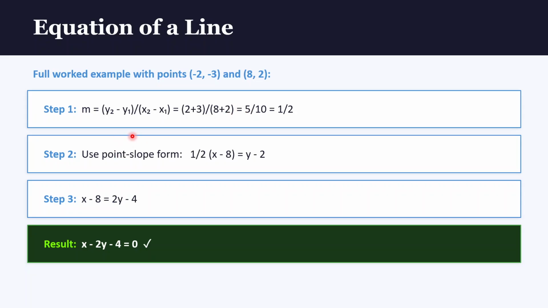So using this point slope form, we get m into x minus x1 equals y minus y1. 1 by 2 into x minus 8 equals y minus 2. There's no reason why we're using this point. We can use this point too. Either this point or this point. So I just chose this point. So 1 by 2 into x minus 8 equals y minus 2. So x minus 8 equals 2y minus 4, multiplying 2 on both sides.